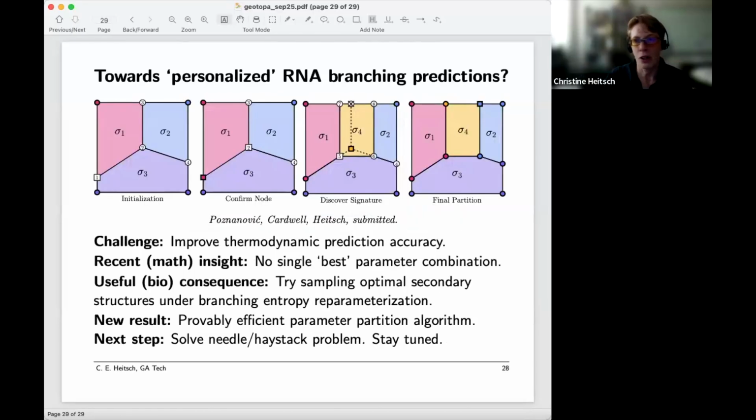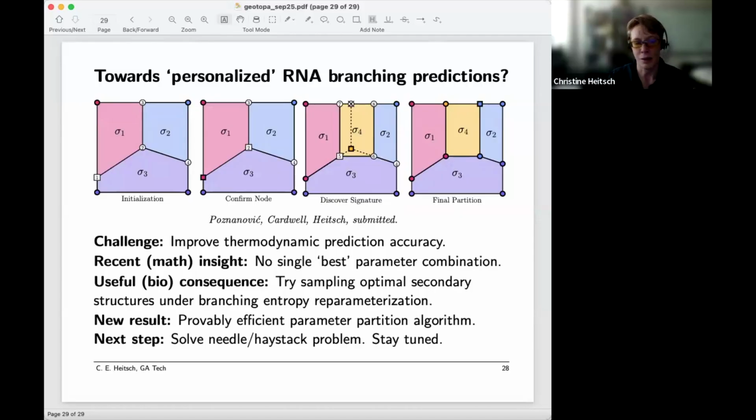And so what we're currently working on, we've had a recent paper submitted, is the idea that we're going to improve prediction accuracy by actually being able to do it on a per sequence way. We have a new provably efficient algorithm where we can partition the parameter space.